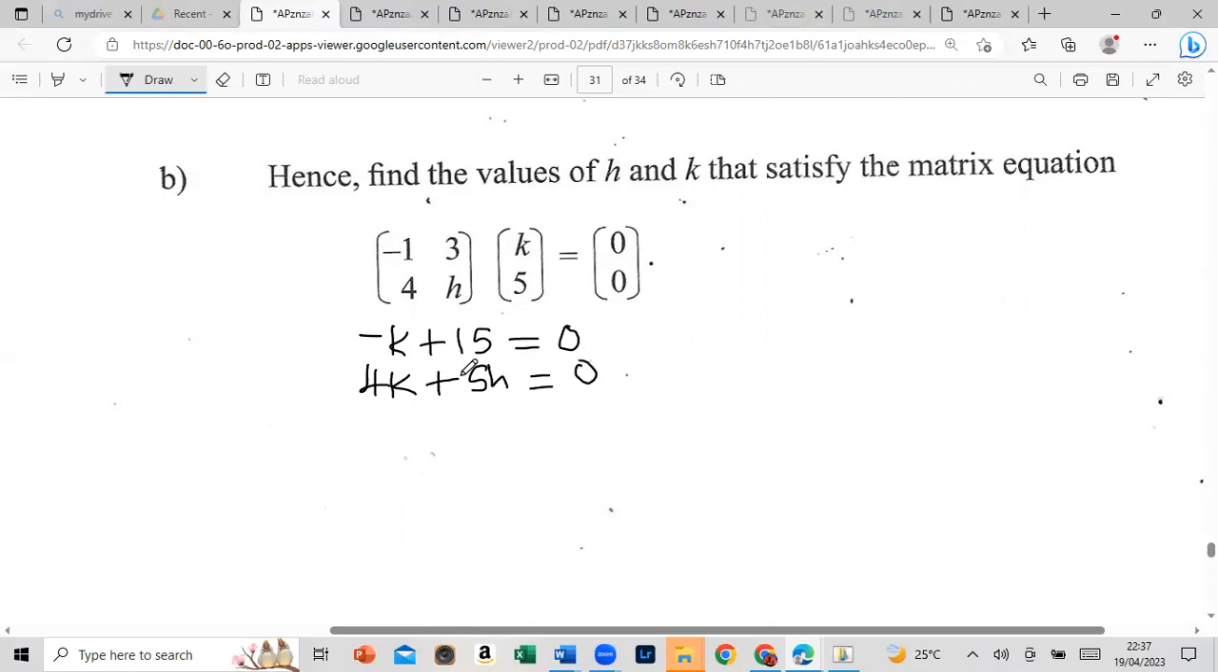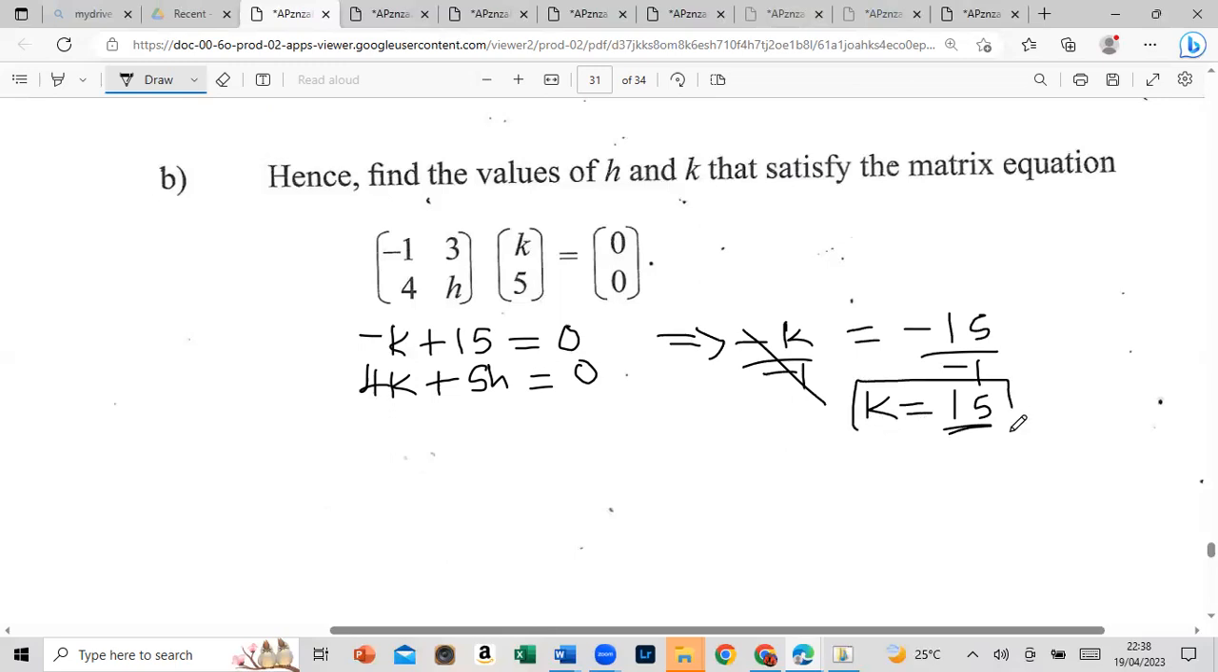I was thinking about simultaneous equations, however there's no h in the first one, so I'm going to take a single equation. I'm going to take negative k plus 15 equals 0 and solve for k first. We subtract 15 from both sides, so this becomes negative k equals negative 15. Therefore we divide by negative 1 to get rid of the negative, so now we have k is equal to 15. Alright, so we found the value of k. Let us figure out the value of h. We can take the equation that says 4k plus 5h. Since we know k is 15, we substitute the value into the equation and then we solve.